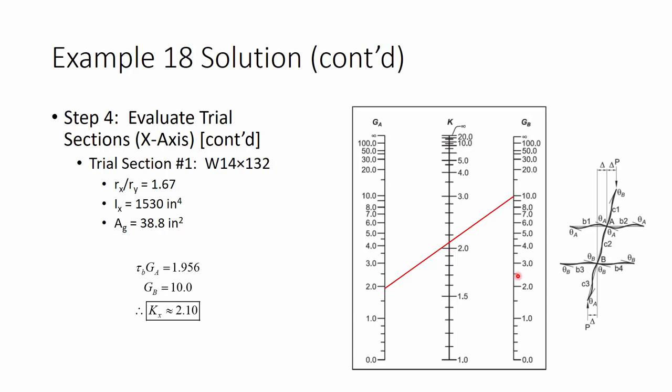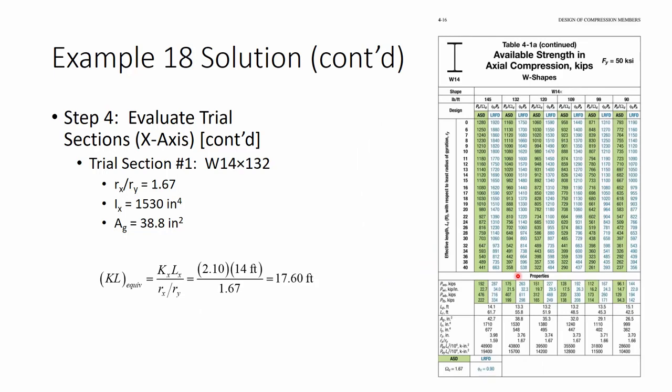So now we finally have our K value. Once we have our K value, this goes right back to a singular column design problem. So let's recall, you have an Rx over Ry ratio. Remember, we looked up trial section number 1 based on its weak axis capacity. Now we have to validate its strong axis capacity. So now that we have that K value, we just say KxLx over that ratio of Rx over Ry. So K is now 2.1, we're using the 14 feet for the length, and then the 1.67 for the ratio.